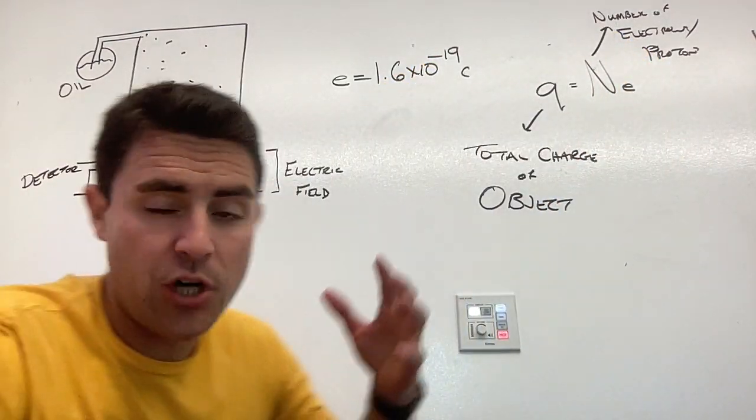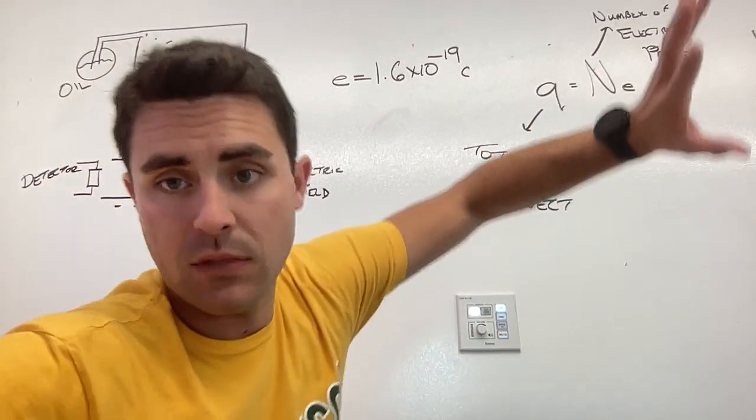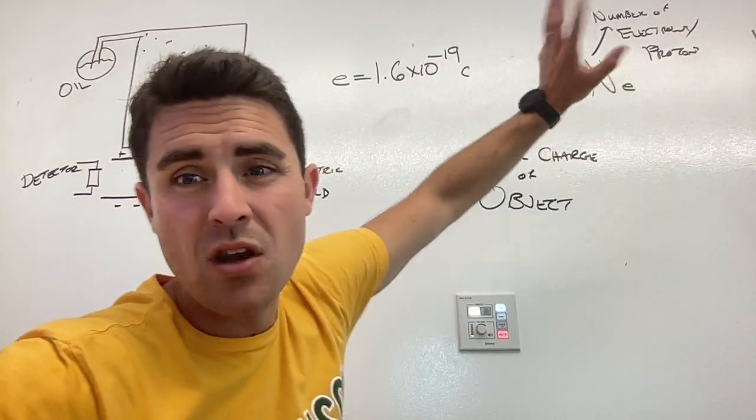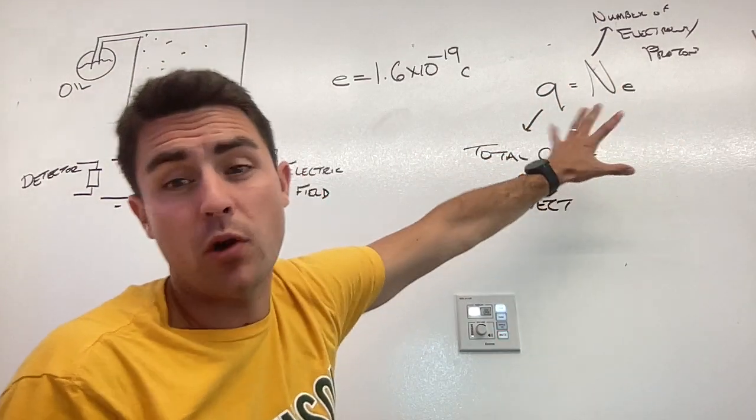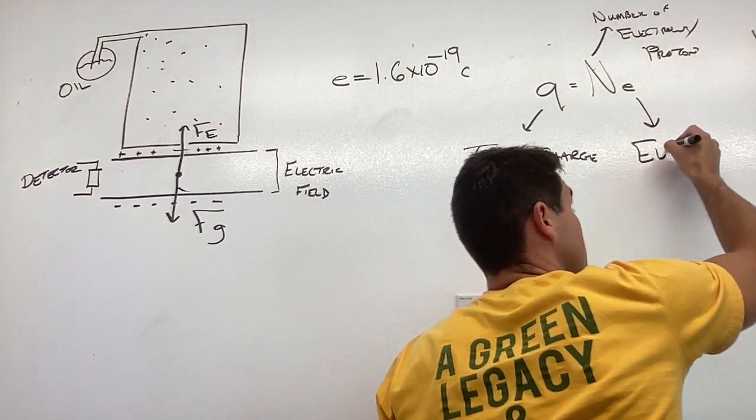If the charge is negative, then it doesn't matter, okay? But if it's an electron, we would use E as negative. If it's a proton, we would use E as positive. So N is the number of electric particles, right? Whether it's electrons or protons, charged particles. E here is the elementary charge.